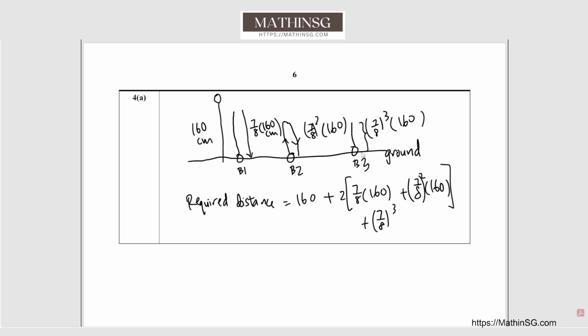Then the last one, you just need to go to the highest point, right? So you don't need to times 2. It's not going up and coming down. It's just going up. So plus 7 over 8 cubed times 160. Then it's the GC's job. So 923 over 16 cm. Okay, done. Now let's move on to B.